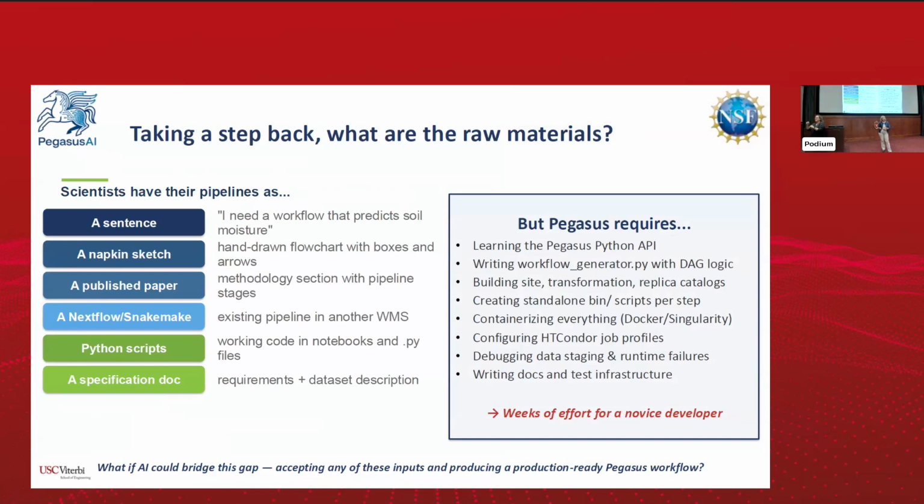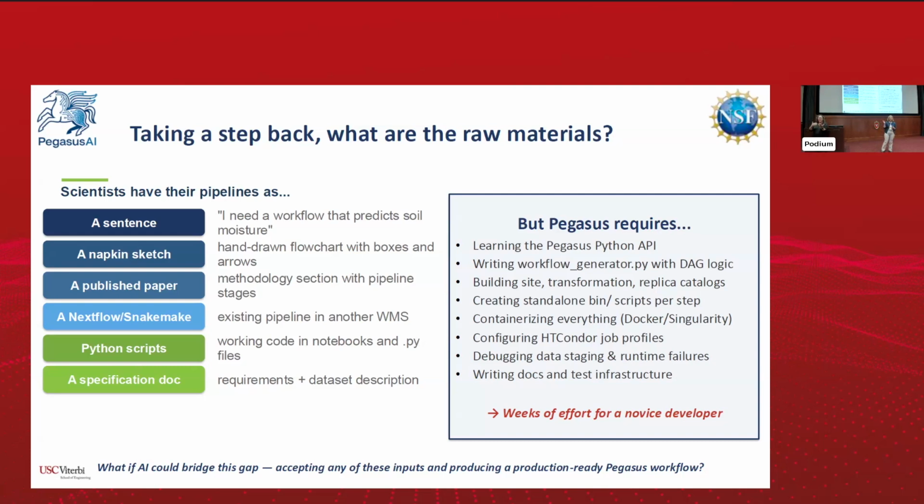FFTs. Now, these are nice examples, but we wanted to take a step back and think about what the different ingredients are that scientists start from when they're trying to design workflows. I showed you they can have a sentence: they want a soil moisture workflow. They can have a napkin sketch, but oftentimes they have a published paper. Brian showed his paper on class ads. So you can start from something like that. It could be your paper. It could be somebody else's.